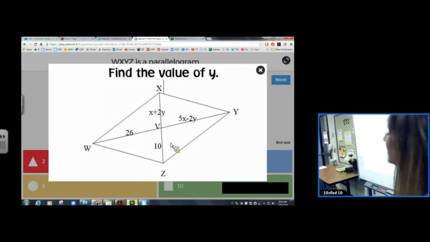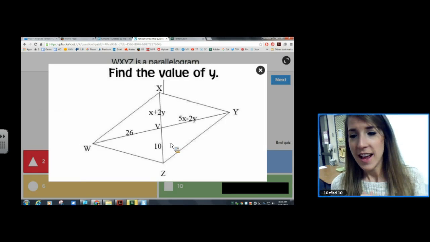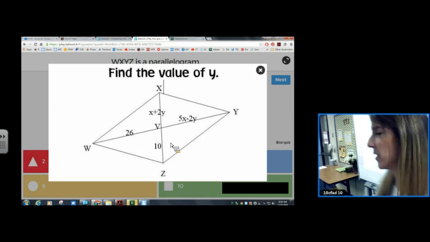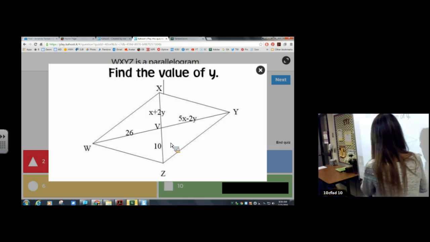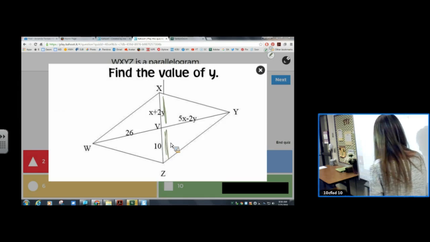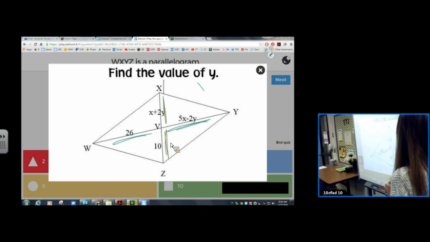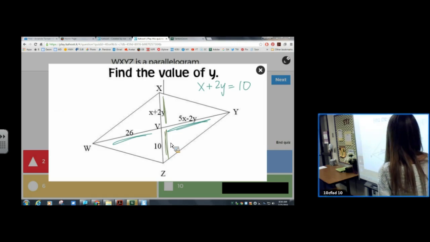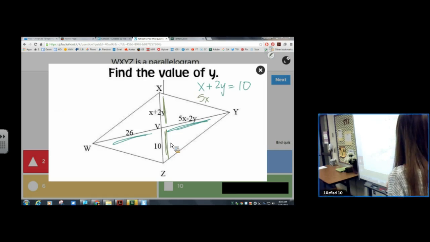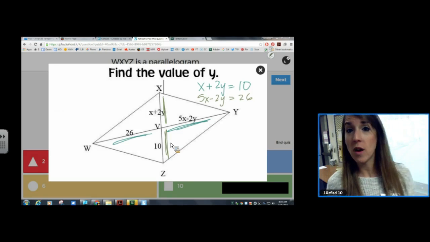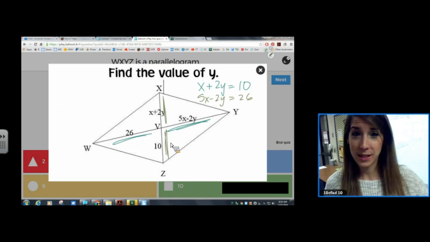To be fair, this was a system of equations, and we might not have done that at all this year. I can't remember if we've done it once or twice. You learned this in algebra. So we know that in a parallelogram, diagonals bisect each other. So you know that x plus 2y equals 10, and you know that 5x minus 2y equals 26. Now, if you couldn't do the algebra, that's one thing. But if you didn't set it up this way, then you didn't know your parallelogram property.